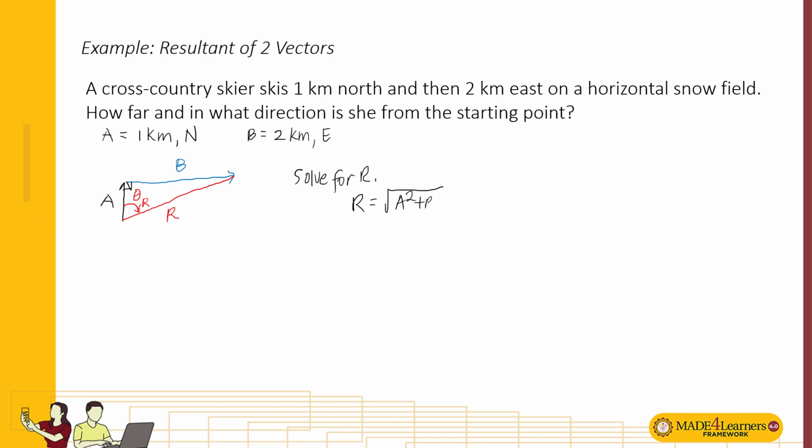Make sure to write the units of your vectors. So that's 1 kilometer squared plus 2 kilometers squared. Or that's 1 plus 4, or 5. So square root of 5, and then kilometers squared. It's still kilometers squared, and the square root of that is kilometers.